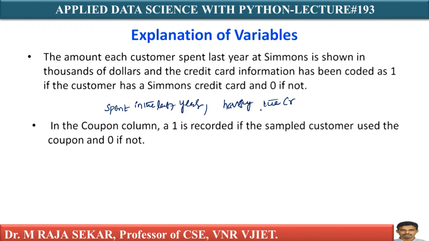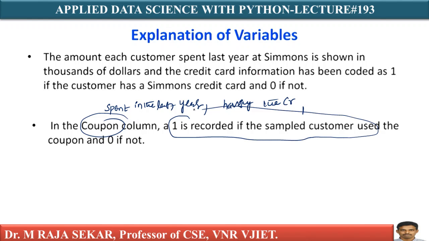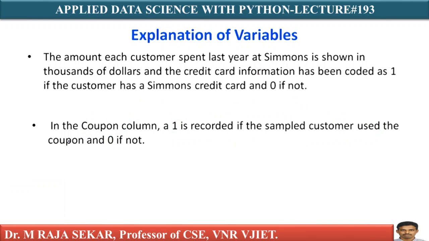If the person has the credit card, we are coding it as 1, isn't it? If the person has the credit card, it is 1, otherwise it's 0. In the coupon column, which is the dependent variable, a 1 is recorded if the sampled customer used the coupon, and 0 if not. What is 1? If the sampled customer used the coupon, and 0 if not, isn't it?